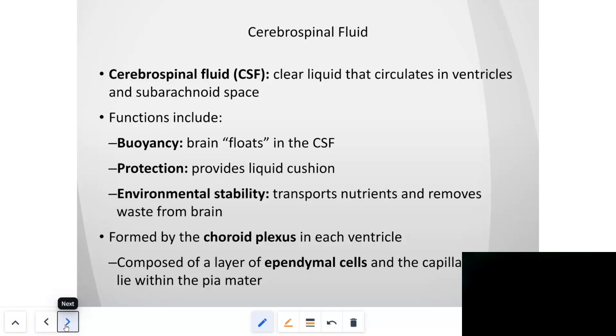But the key function here is that it maintains the health of your CNS, right? So number one, buoyancy helps you reduce the weight of the brain, so it helps you keep it afloat. Protection, cushion fluid. It also provides environmental stability, right? So maintaining the sodium-potassium ion ratio. It also handles some of the waste management.